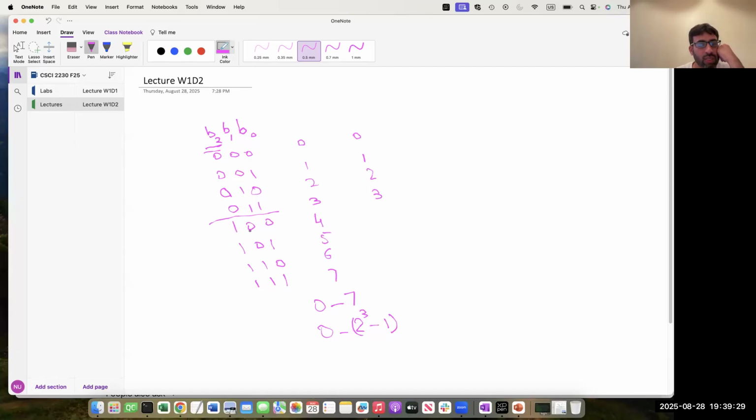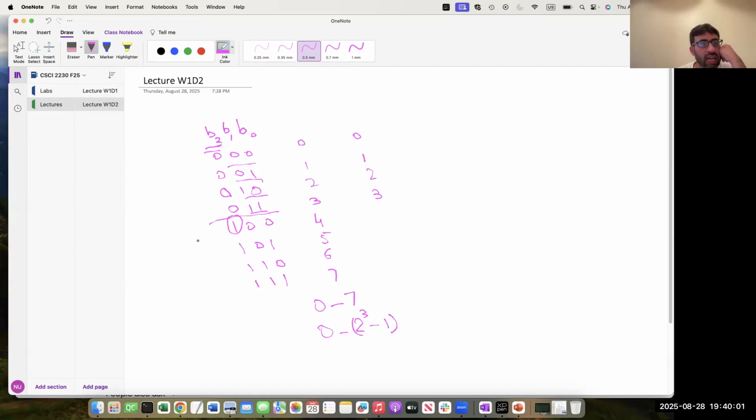Now, what is this number? How can I convert it? Remember we said that the most significant bit is treated as the sign bit. So if it is 0, then definitely it will be taken as 0. If you add the weights for this combination, it will be 0 plus 0 plus 0. Here it will be 1 plus 0 plus 0. Here it will be 0 plus 2 plus 0. And here it will be 1 plus 2 plus 0. So it becomes 3.